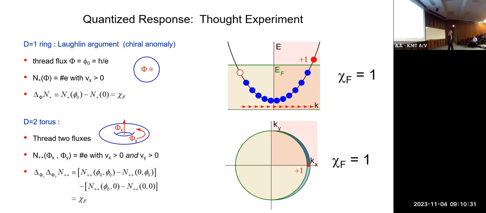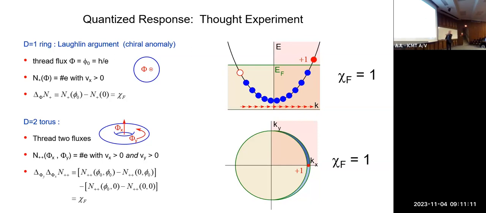So a simple thing that one can contemplate is a sort of two-dimensional version of this argument. So now, rather than a circle, I can put my two-dimensional electrons on a torus, and now I have two fluxes to thread. Okay, and so basically what I want to do is count the number of electrons that are moving up and to the right, and ask how that changes. So if I thread a flux through one of the holes, then basically what's going to happen is every electron is going to move over by one space. And so there'll be a whole bunch of extra electrons moving up and to the right.